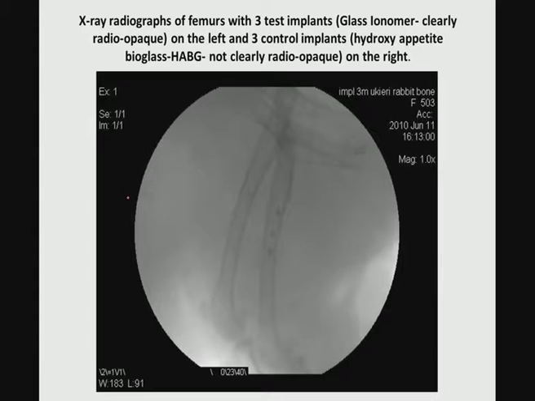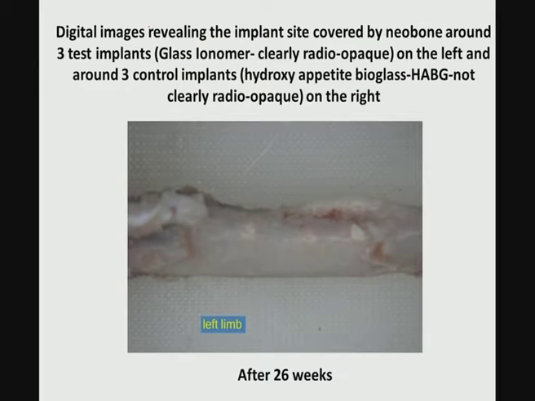Now, X-ray radiographs of the femurs just show how these implants are placed. This is one implant, this is the second implant, this is the third implant, and from the difference in the density in this X-ray you can see how you can identify this material. In this particular case, that hydroxyapatite based bioglass, which is a material with proven biocompatibility, is not radio opaque, whereas glass ionomer or this silica based glass are clearly radio opaque.